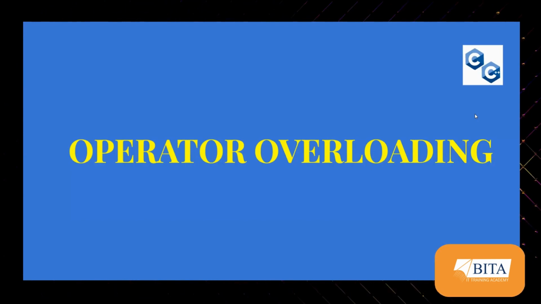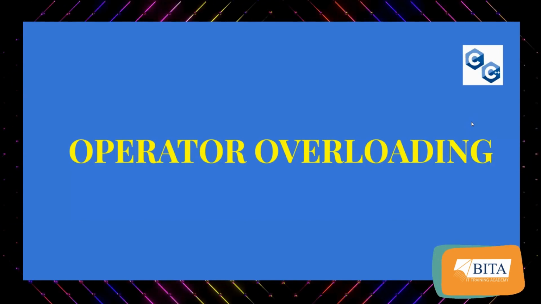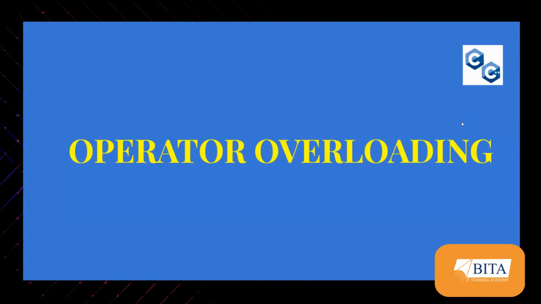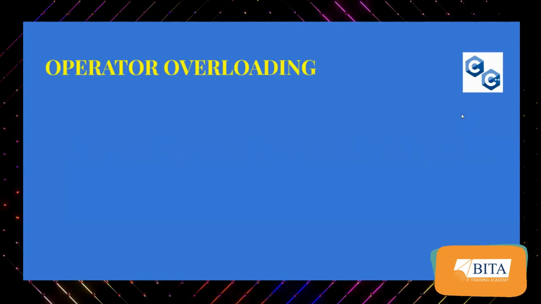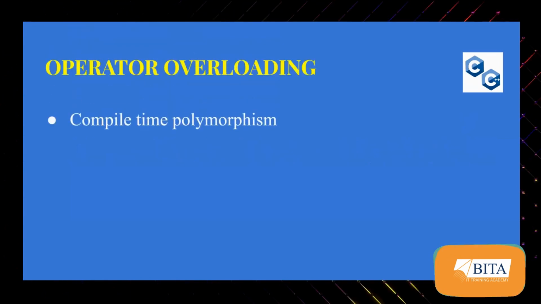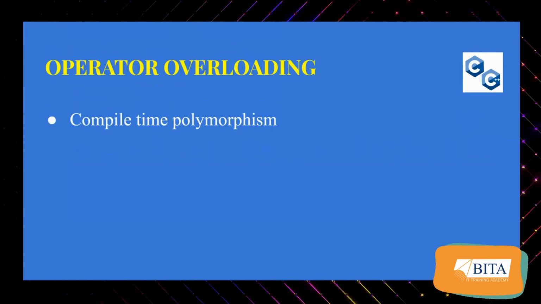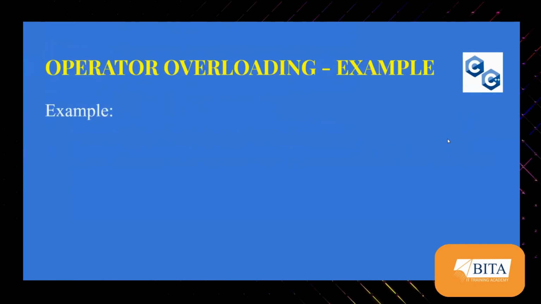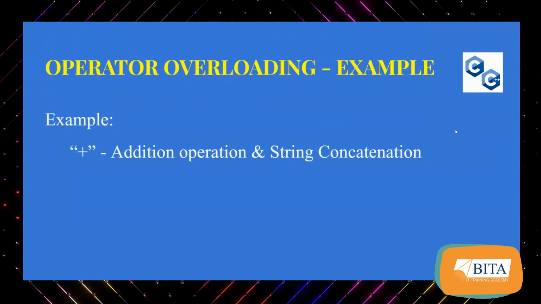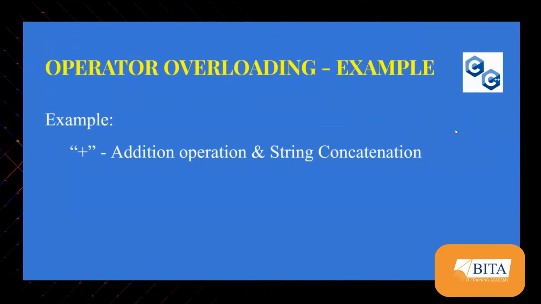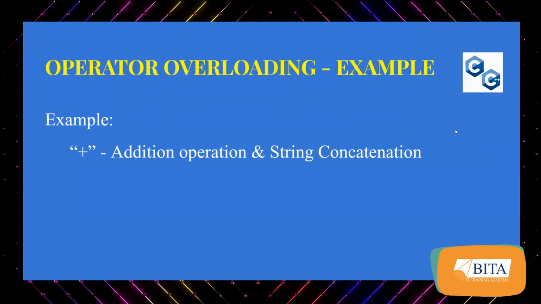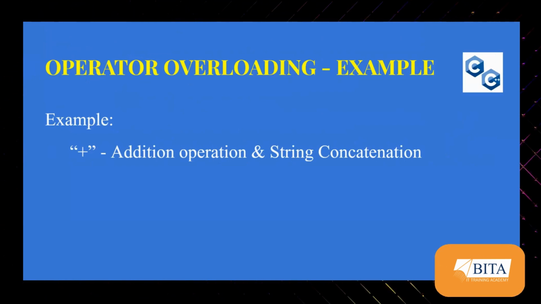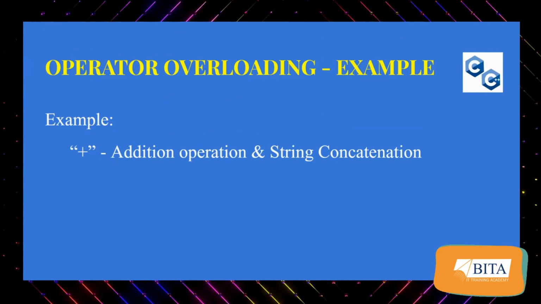Hello all. So today we'll be learning about operator overloading in C++. Operator overloading is a compile time polymorphism which gives special meaning to the existing operator in C++ without changing its original meaning. For example, the operator plus, which is the addition operator, can be overloaded. So in order to concatenate two strings, we can use the plus operator.